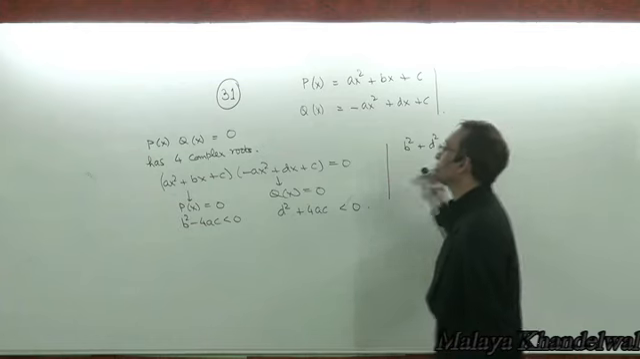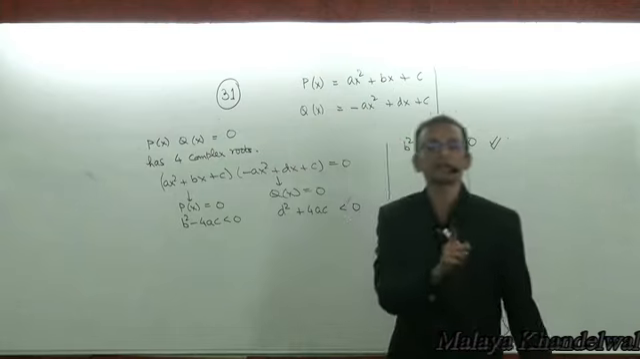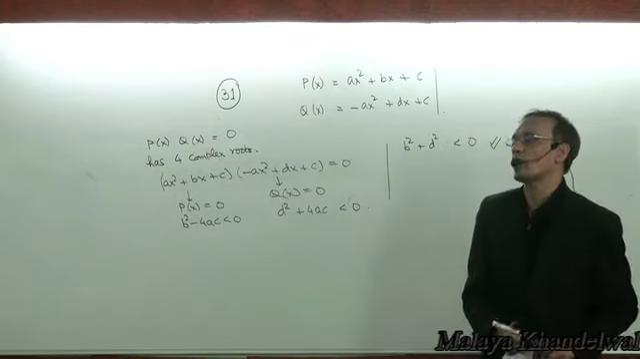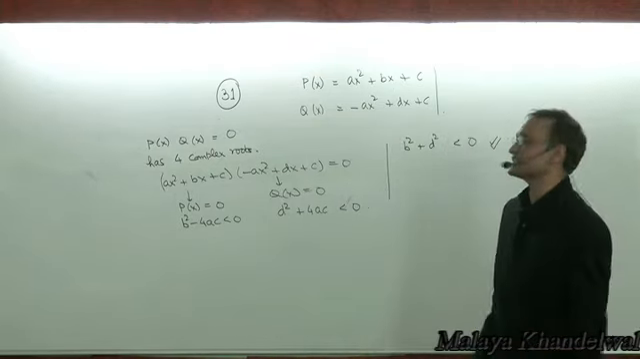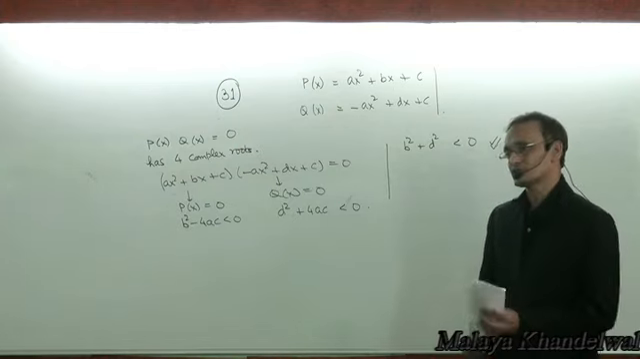Therefore, the original assumption that this has complex roots and this has complex roots must be incorrect. So it cannot have all 4 roots complex. At least one of the 2 equations, Px equal to 0 or Qx equal to 0, must have real roots. Isn't it?